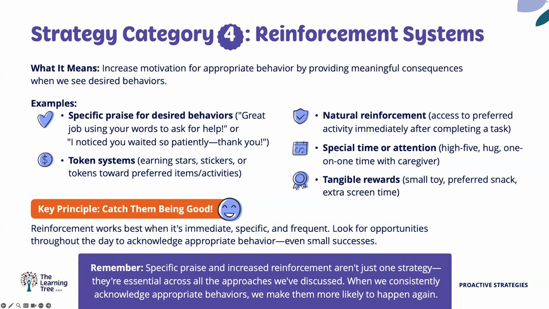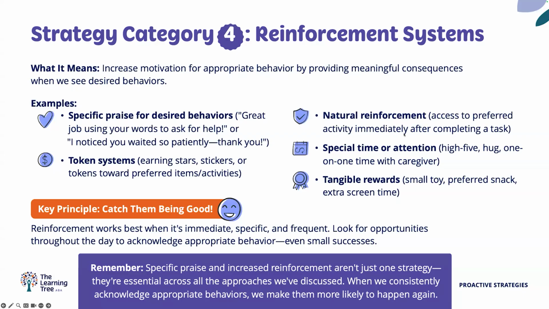You see that your child's reading on the couch quietly. Hey, I love how you're reading. Or I like how you're playing with your sister or something like that. It's just little things. Or token systems. So that could be earning stars or stickers. Natural reinforcements, access to those preferred activities immediately after completing a task.